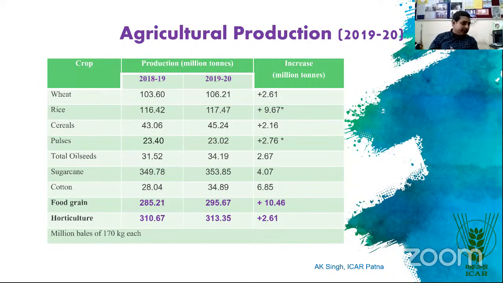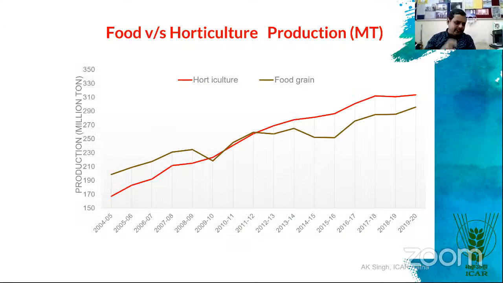If you compare, you can find that the horticulture production has crossed the total food production of India. This can be clearly seen, how the horticulture production has marched ahead. It was in 2010 when the horticulture production crossed the Indian food production, and they have maintained their pace, and their production is higher right now. Their total production in 2020 is 315 million ton.